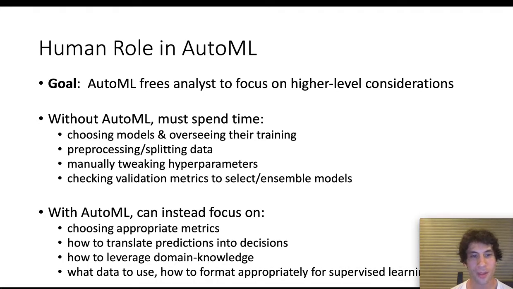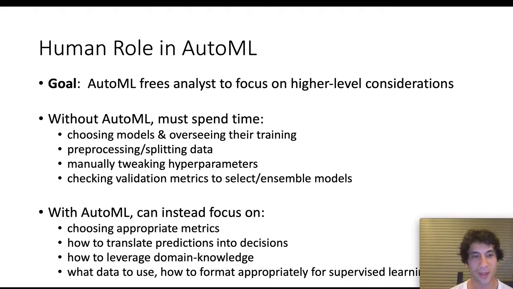With AutoML, these analysts can instead focus on higher level considerations like figuring out what metrics are actually appropriate for my domain for actually solving my problem of interest. How should I be translating the predictions of my system into real decisions that will impact, say, users if I have an app? How can I best leverage domain knowledge to imbue my machine learning system with domain knowledge, either by encoding this in the data or somehow modifying the resulting predictions of the system based on domain knowledge?